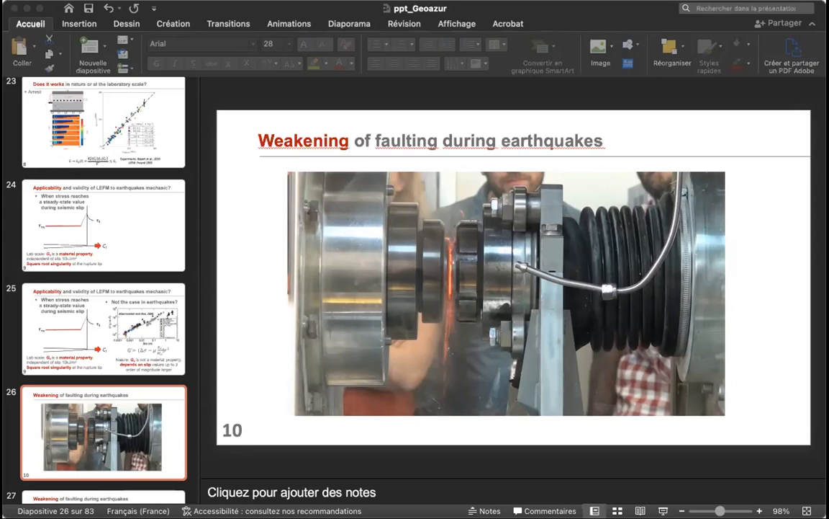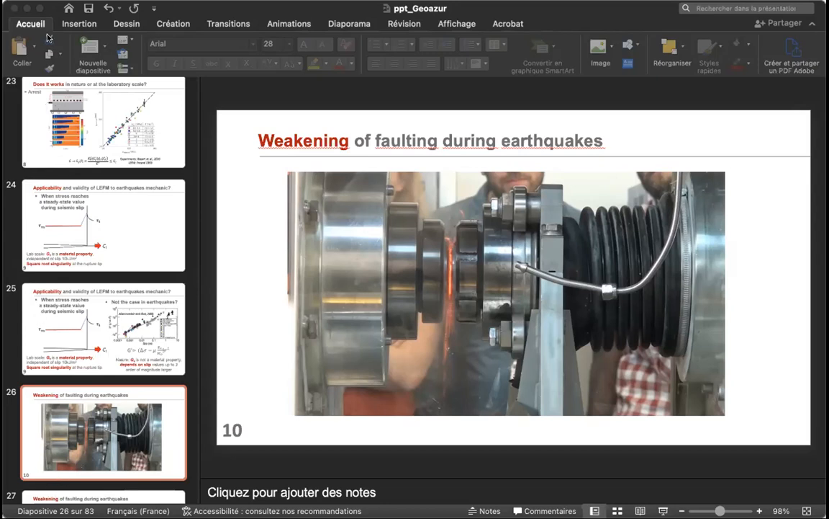So here I'm showing you slow motion movies of such experiments. So you can see that once we reach a critical displacement, we start to have a melting of the fault surface that allows to reduce the stress along the fault.